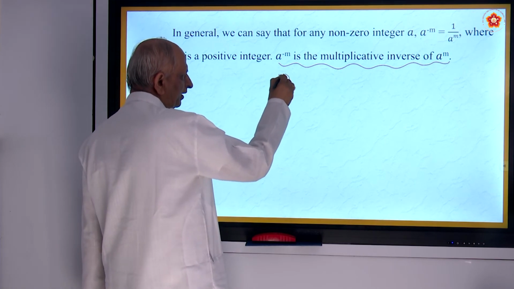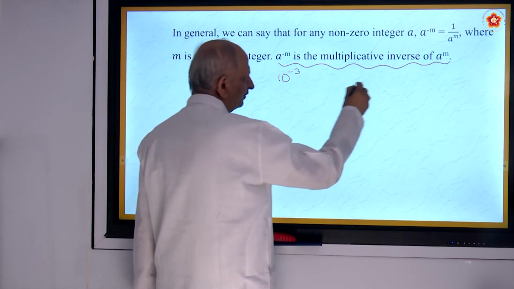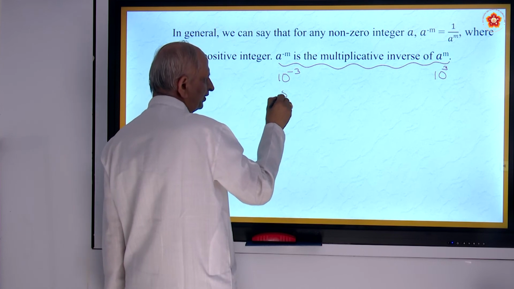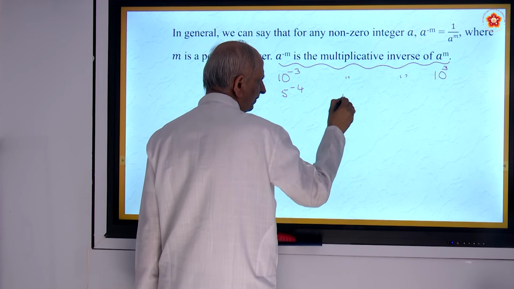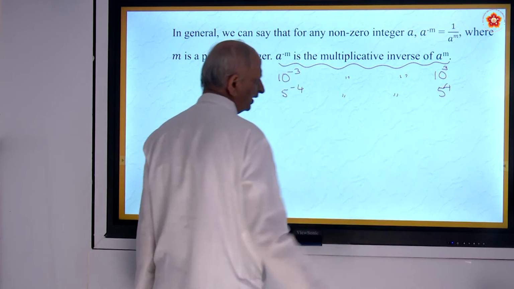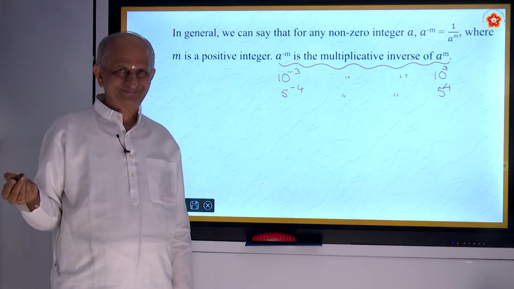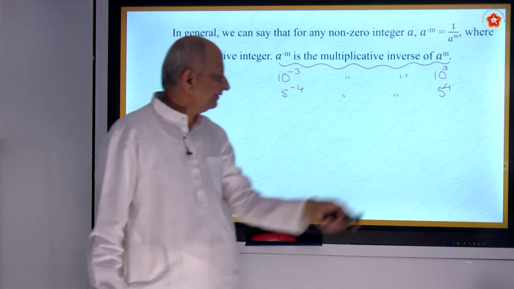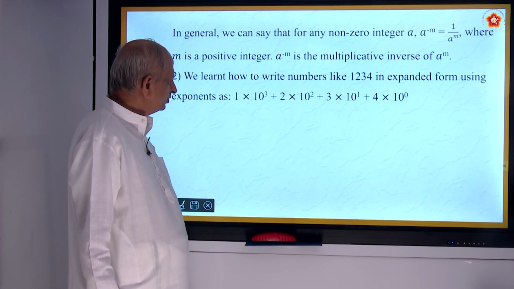Suppose you have 10 to the power of minus 3, it is the multiplicative inverse of 10 cube, that is the meaning. Say 5 to the power of minus 4 is the multiplicative inverse of 5 to the power of 4, like that. Inverse means what? 1 by, that is the meaning. That is how you get it. So that is one thing.